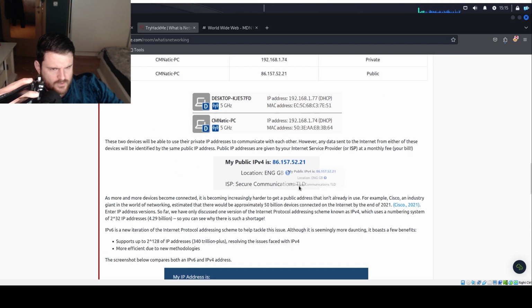We can also see the internet service provider of this example, Secure Communications, TLD. As more and more devices become connected, it is becoming increasingly hard to get a public address that isn't already in use. For example, Cisco, an industry giant in the world of networking, estimated that there would be approximately 50 billion devices connected to the internet by the end of 2021.